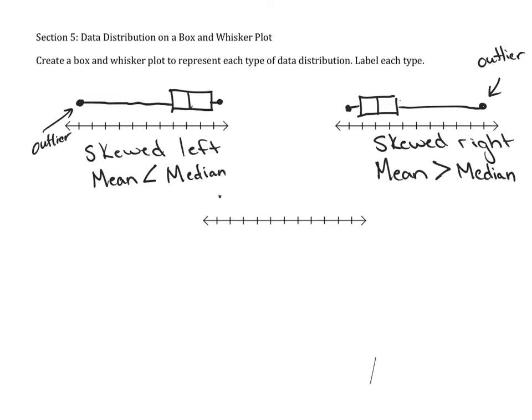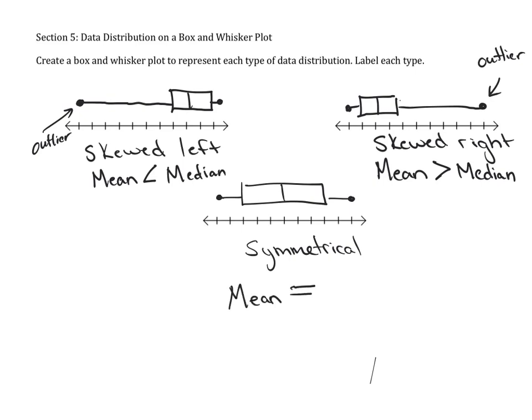And then our last one would be a symmetrical distribution, which means my mean is going to be equivalent, close. It might not be exact. It may be close. So let's do the squigglies instead of the actual equal sign because it'll be close. And sometimes it might be equal, but most of the time it's just going to be close.